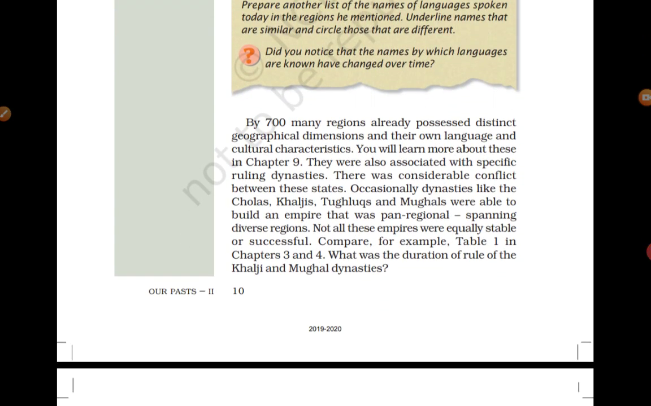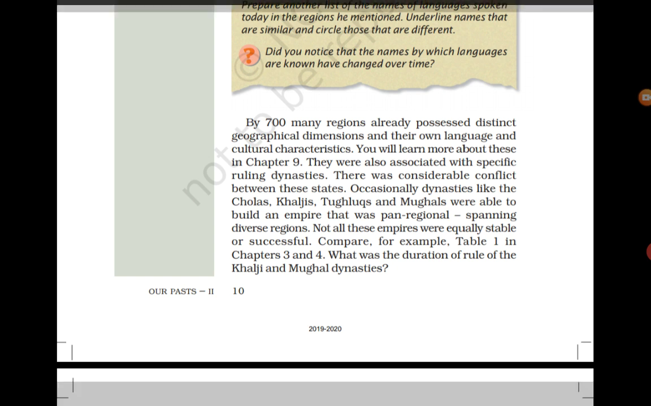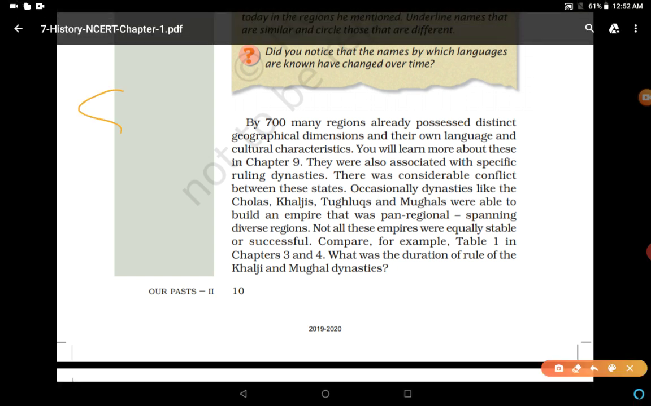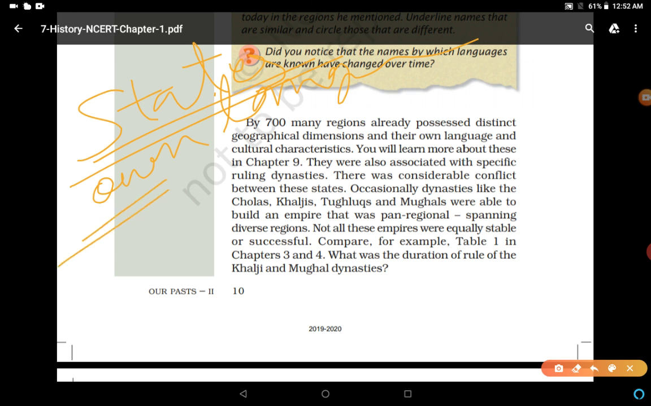By 700, many regions already possessed distinct geographical dimensions and their own language and cultural characteristics. It means these kinds of big emperors, those people who were holding these states, had their own language and their own cultural features. You will learn more about these in chapter 9. They were also associated with specific ruling dynasties. There was considerable conflict between these states.